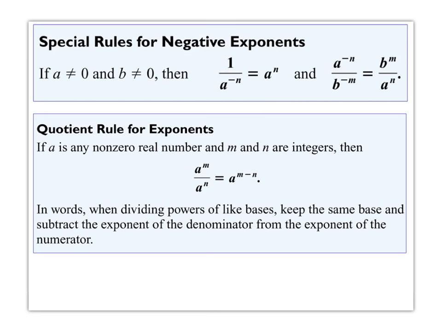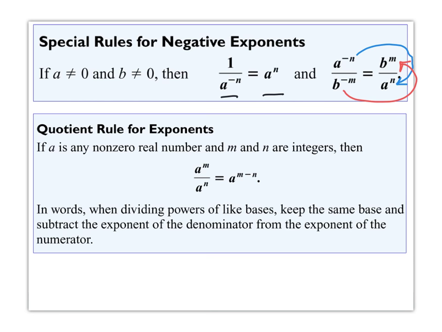On this slide, we're looking at special rules for negative exponents. If a does not equal 0 and b does not equal 0, then you can write 1 over a to a negative exponent as a to the positive exponent of n. You can also write a to the negative n over b to the negative m. You can make those exponents positive by changing the location. The a to the negative n in the numerator is written as a to the positive n in the denominator. The b to the negative m in the denominator is written as b to the positive m in the numerator.